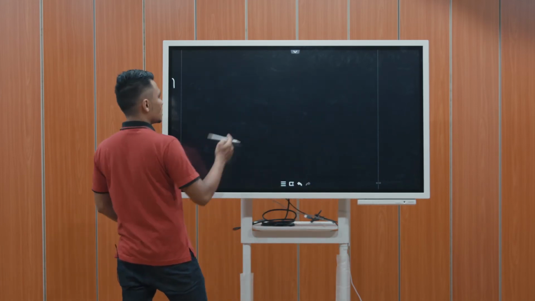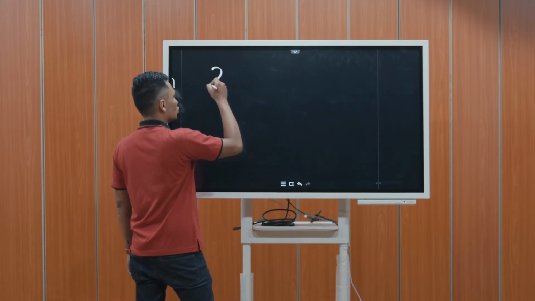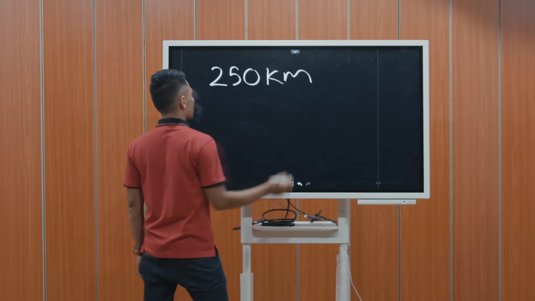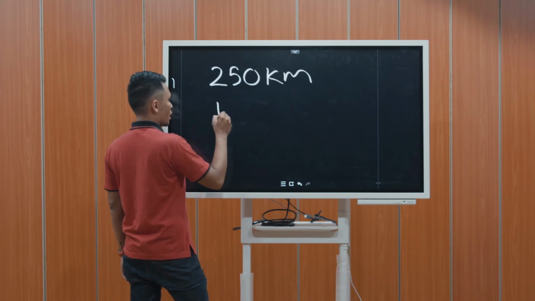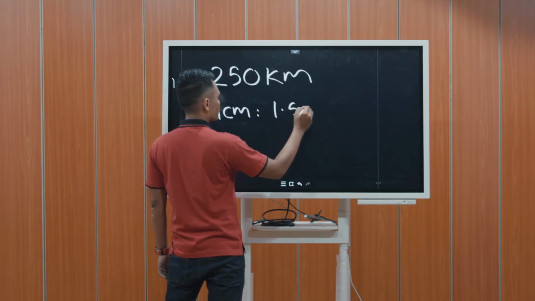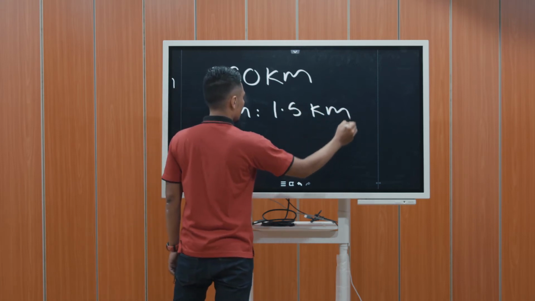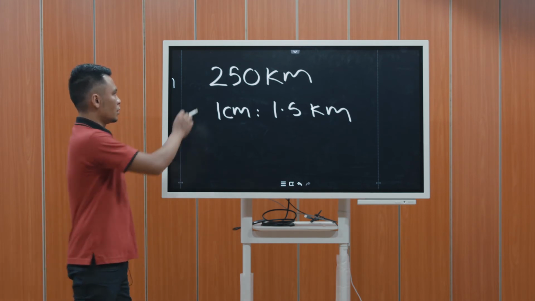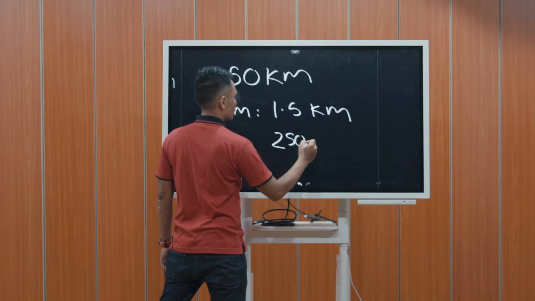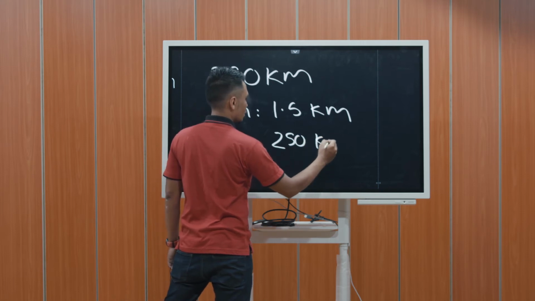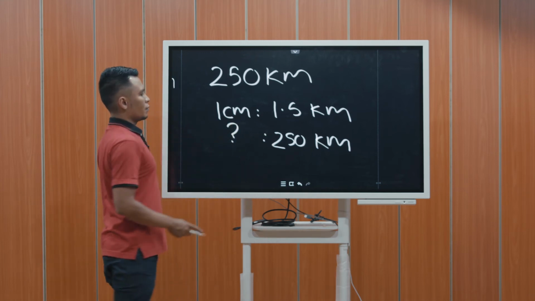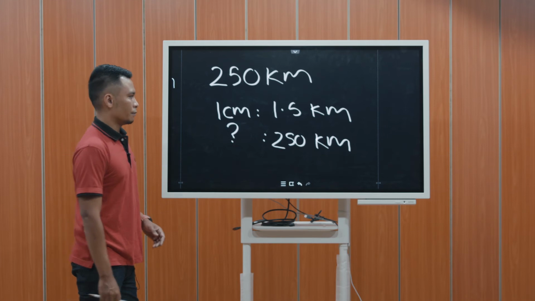You know the actual distance is 250 kilometers. Your scale is 1 centimeter is to 1.5 kilometers. Okay. Now, they want 250 kilometers. So what is the scale on the map?